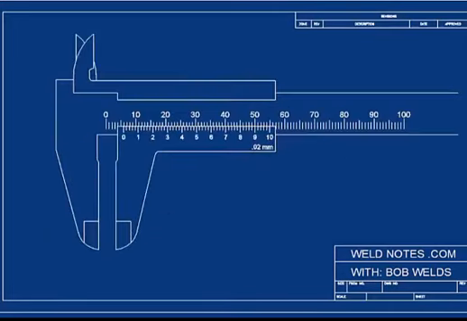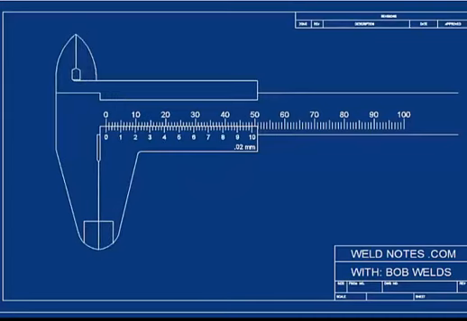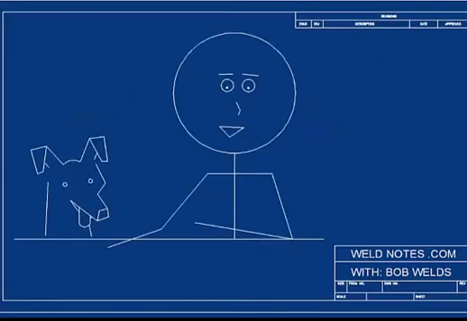Now, the first thing we're going to measure with our vernier caliper is nothing. That's right, we'll measure 0. It may sound like a silly thing to do, but we're going to do it for a couple of reasons. Let's do it and you'll see what I mean.